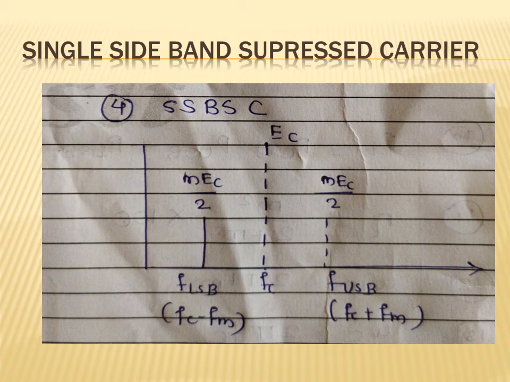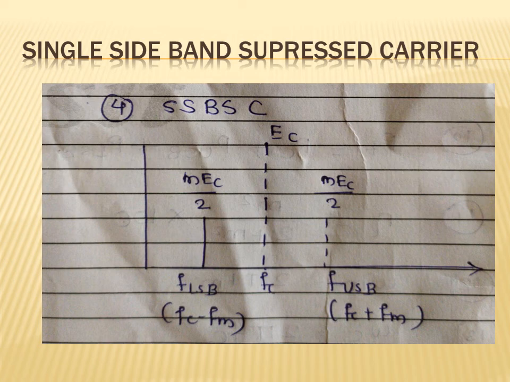In double sideband suppressed carrier, two sidebands are there, and they carry the same information, so there is a power wastage in transmitting the same information twice. To overcome this, we use single sideband suppressed carrier, where the entire carrier and one of the sidebands are suppressed.